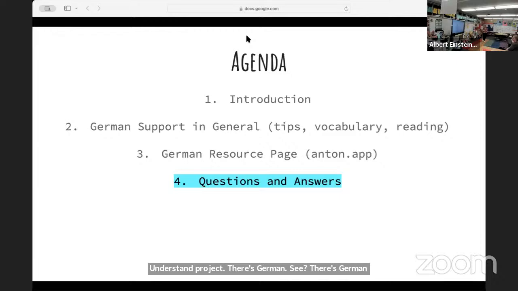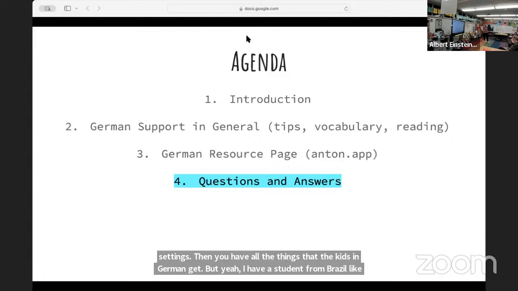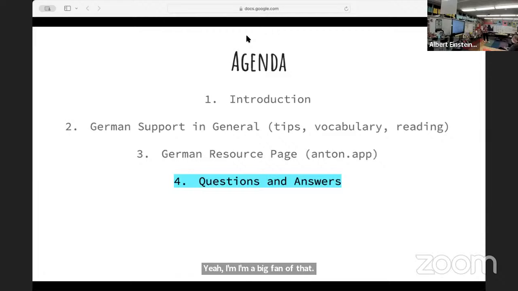But if you just go back and you change your German language settings, then you have all the things that the kids in Germany get. But yeah, I have a student from Brazil, he's doing the Portuguese version, and he still has access to German, but he can also read a text in Portuguese. So yeah, I'm a big fan of that, of Anton, and a lot of teachers use it here at the school. So that was that.